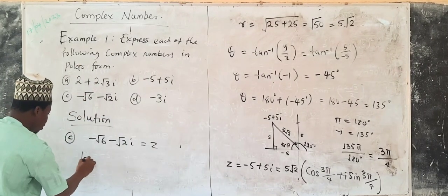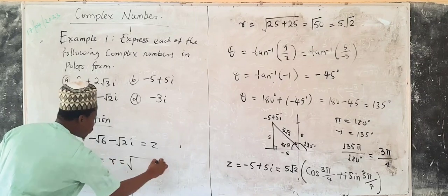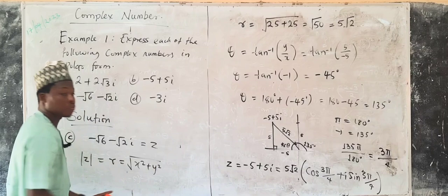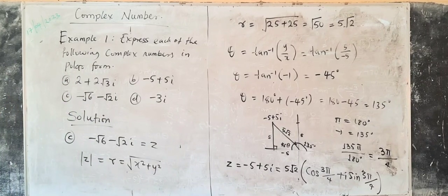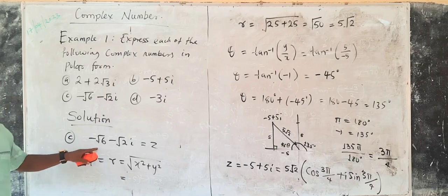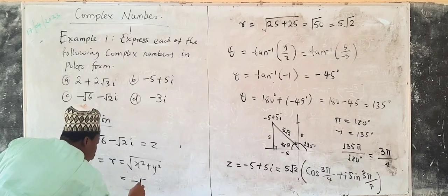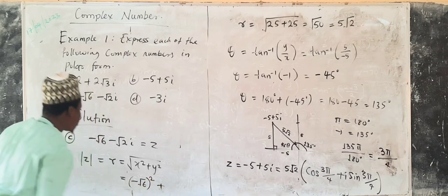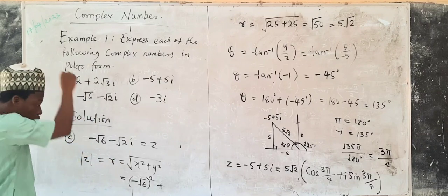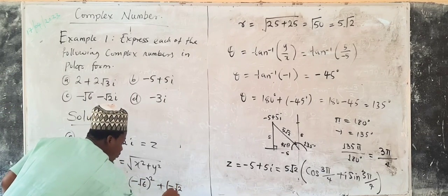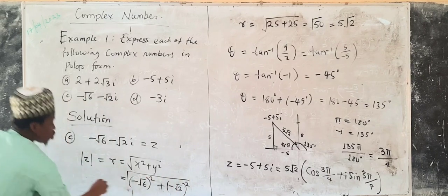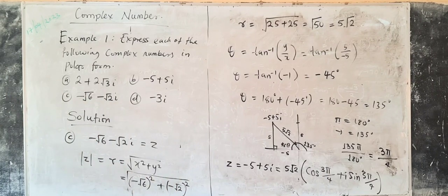And the modulus, which is |Z|, is equal to what? R, which is the square root of x squared plus y squared. Right? So what is our x here? Minus root 6. So we have minus root 6 squared plus, what is our y? Minus root 2 squared. Then you take the square root. You get it now? So minus root 6 squared plus minus root 2 squared, right?